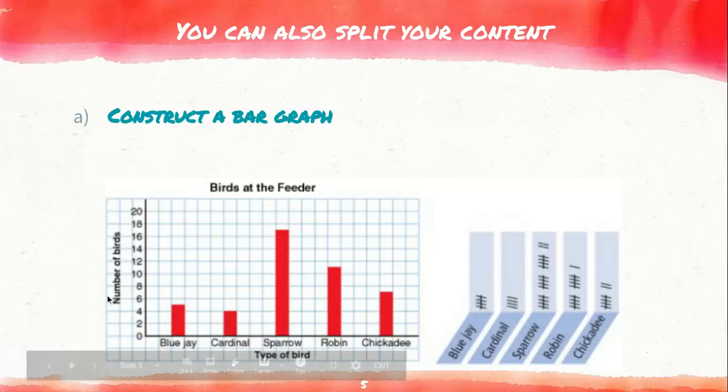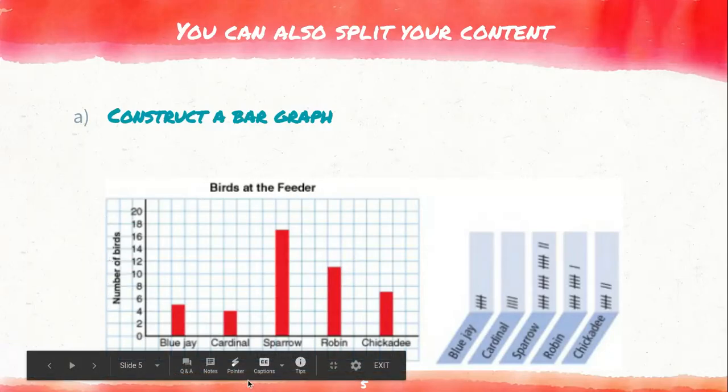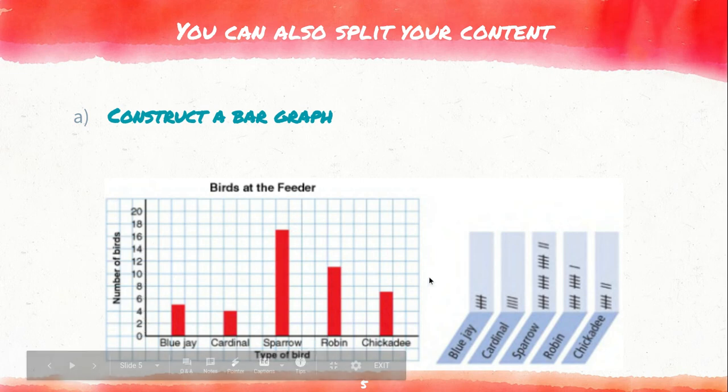So first thing we did was construct our bar graph, bringing attention to the fact that it has a title, it has a subtitle on both of the axes, it's got a name for each of the bars, and our numbers go up by the same amount each time. Okay, so we have a scale that we're on. So 2, 4, 6, 8. It goes up by 2 every time.